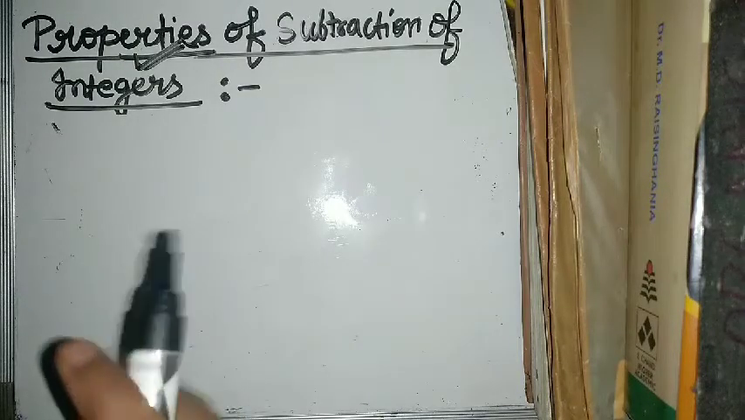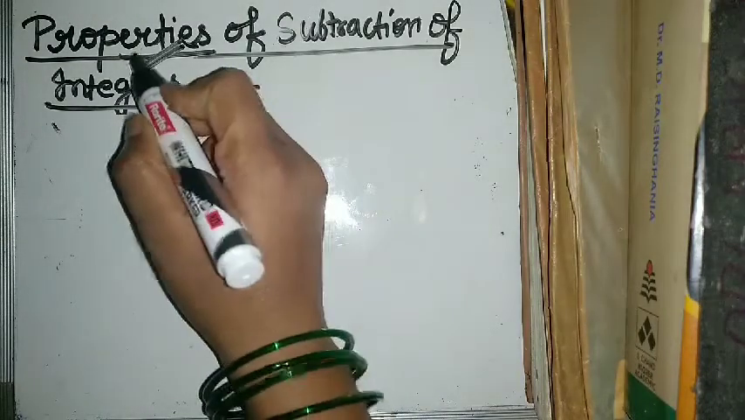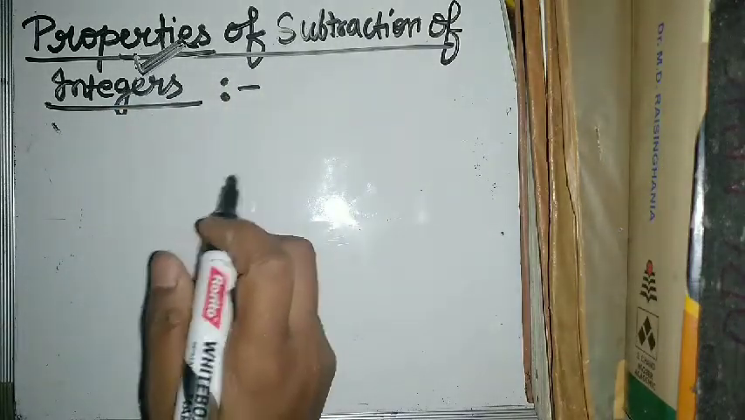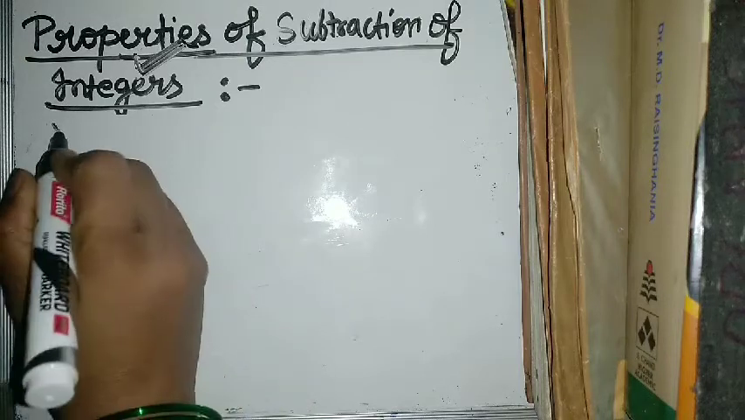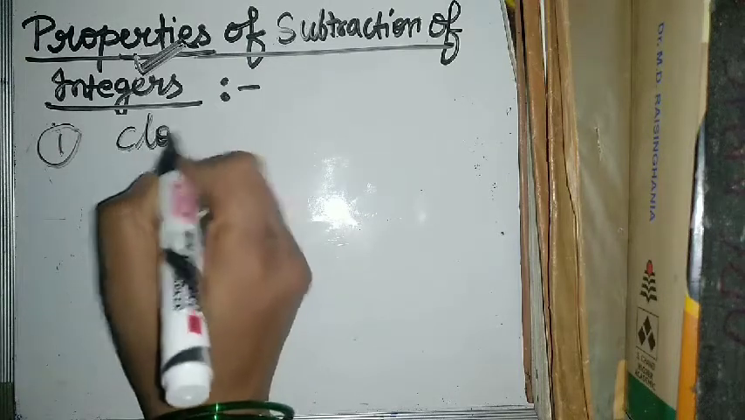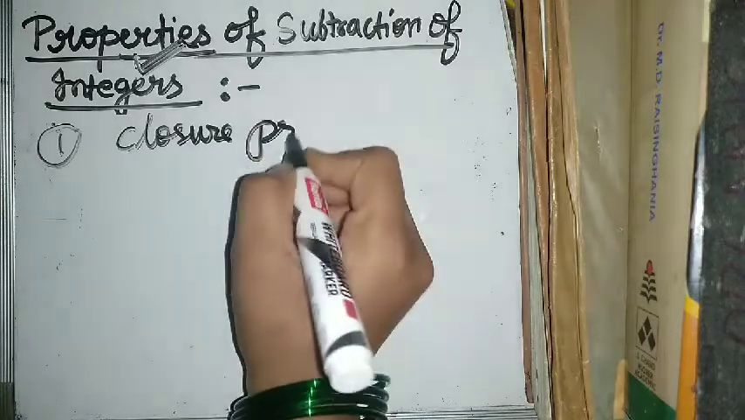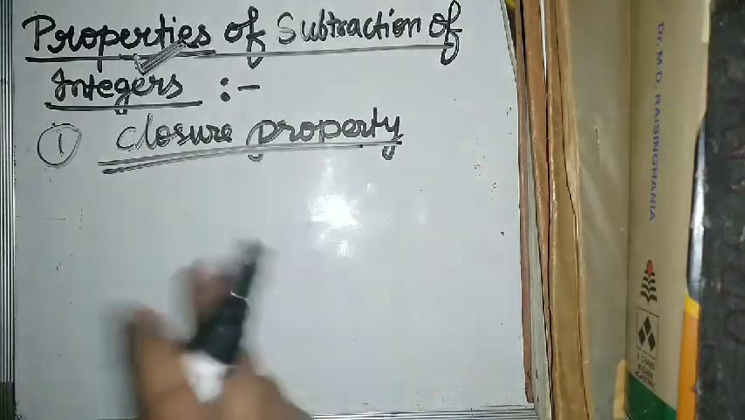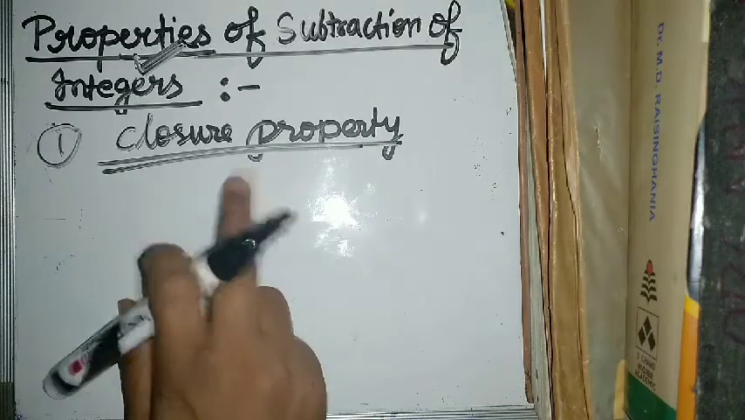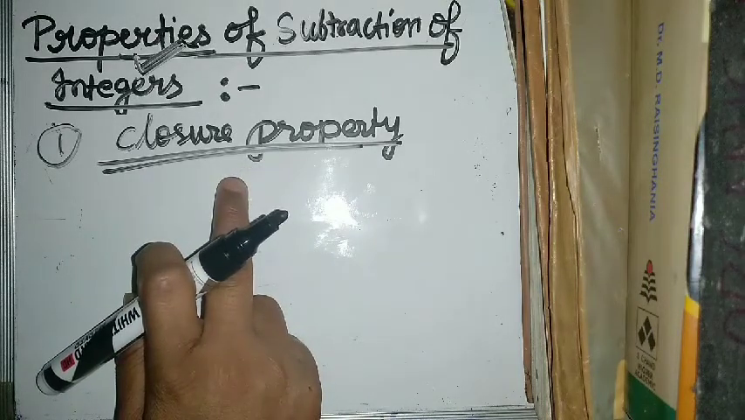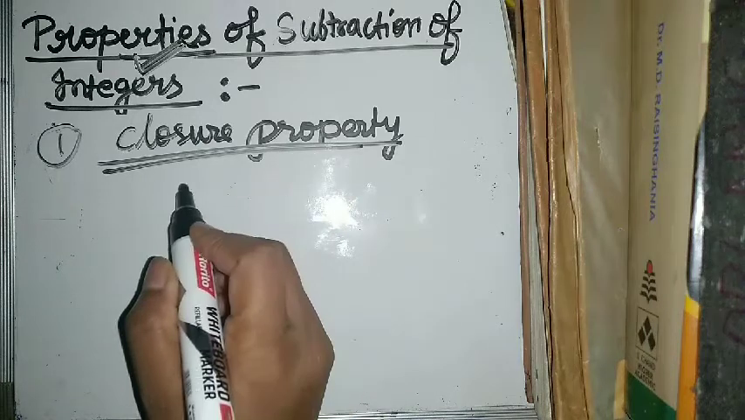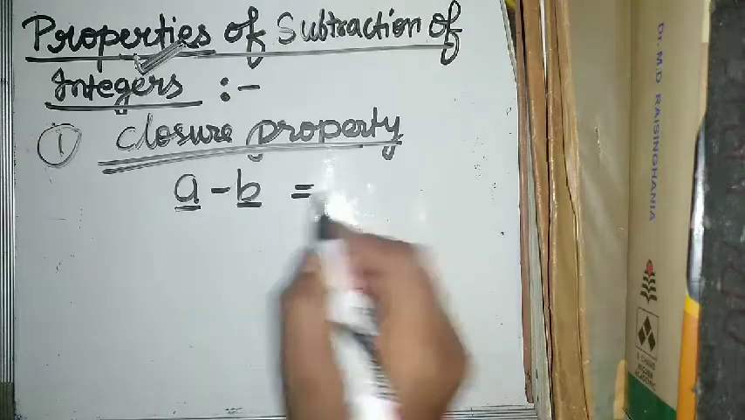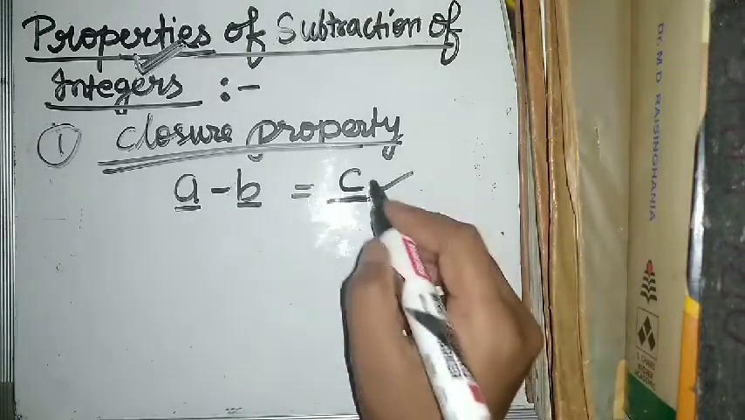Our next topic is properties of subtraction of integers. For subtraction also, the first one is the closure property. The closure property for subtraction and addition is the same. That means when we subtract two integers, the result is also an integer.